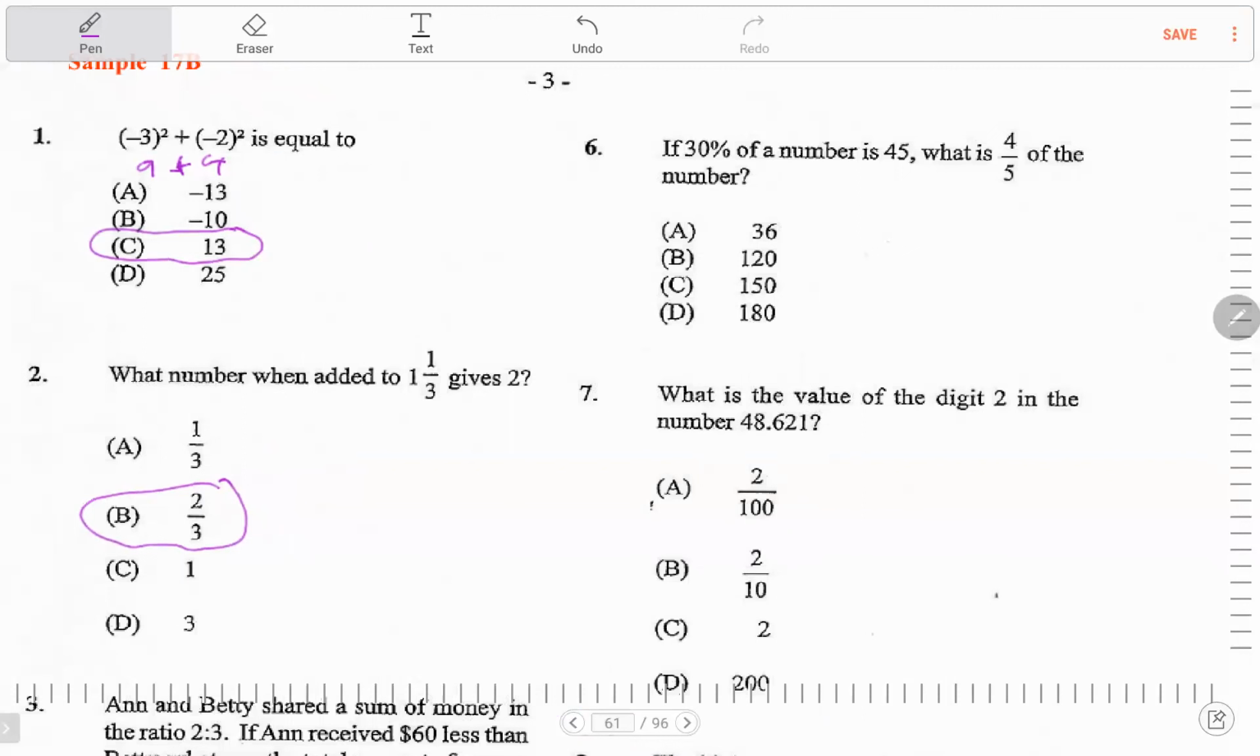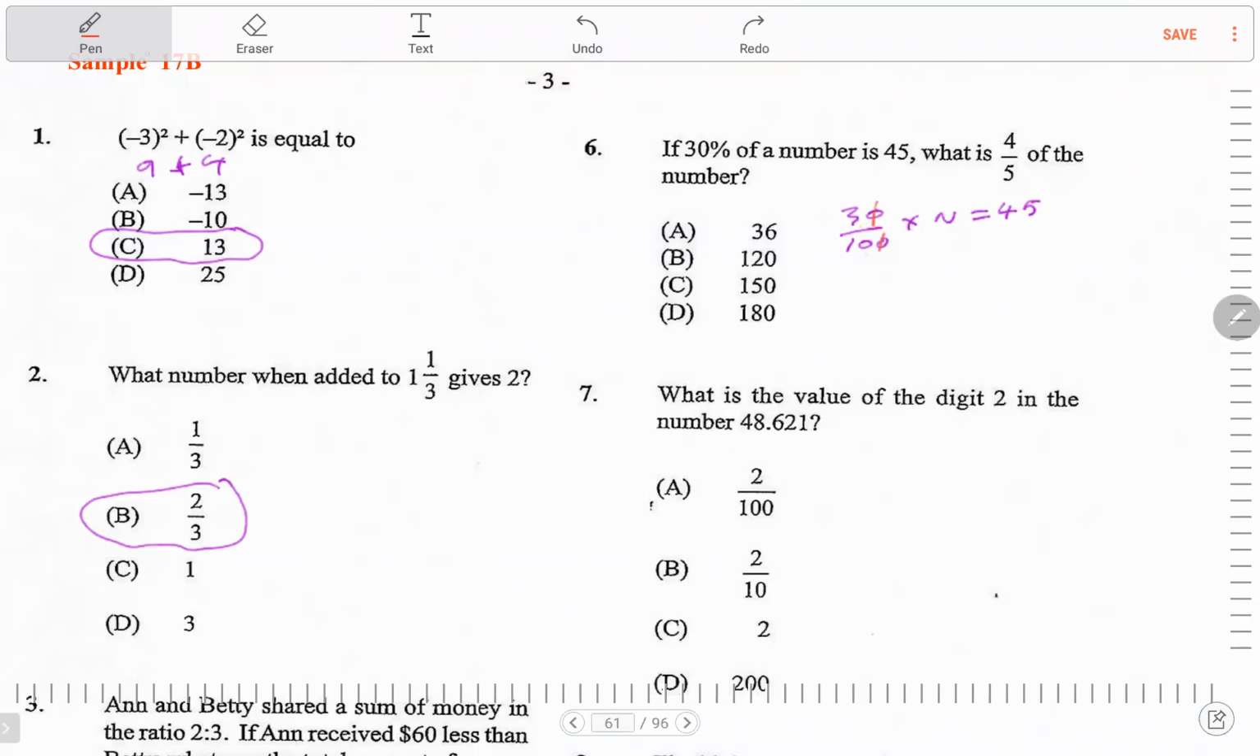30% of a number is 45. What is 4/5 of the number? So let's work that out. We need to find out what the number is first, right? So 30 over 100 times a number is 45. Basically, this cancels with that, and then we can multiply the 10 across here and get 450, and then divide by the 3. So let's set it up now.